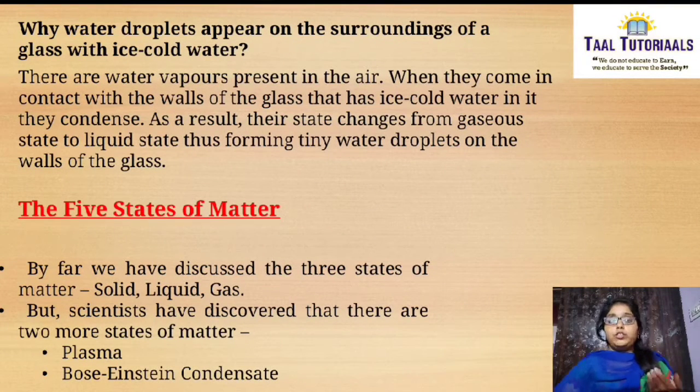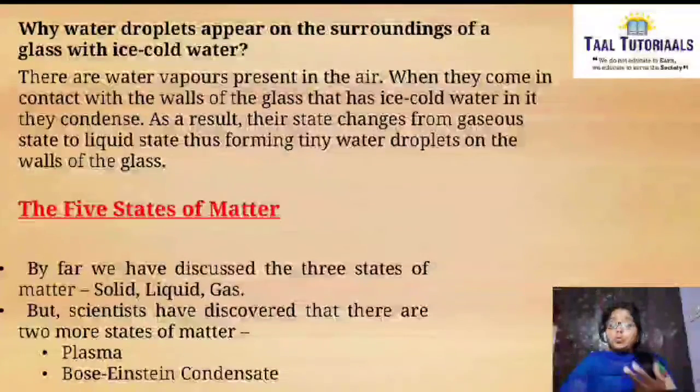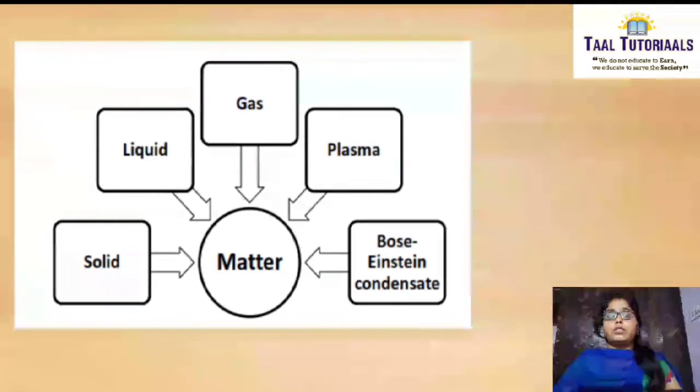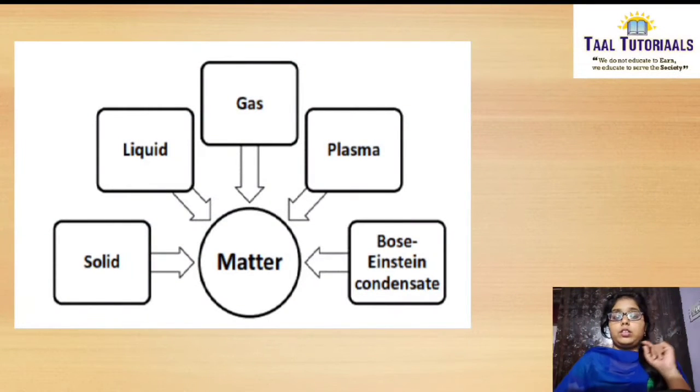Okay, next, the 5 states of matter. By far we know three of them, that is solid, liquid and gas. But scientists have discovered that there are 2 more states of matter, that is plasma and Bose-Einstein condensate. You also call it BEC. We'll know about that. These are the 5 states of matter: solid, liquid, gas, plasma and Bose-Einstein condensate.